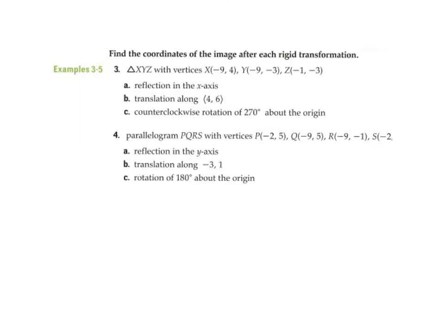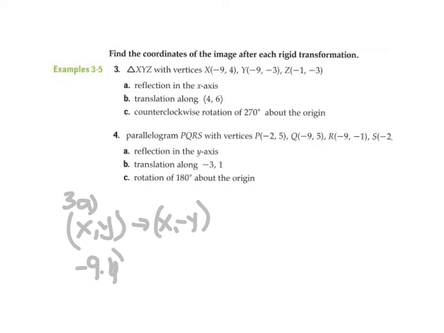All right, so let's have a look at question number 3. For question number 3, you've got to do a reflection, a translation, and a counterclockwise rotation. So let's just have a look at what would happen to the coordinates in question number 3. For 3 part A, this time we've got your x, y, but we do know that when you reflect it over the x-axis, the x stays the same, but the y becomes negative. So your negative 9, 4 will go to negative 9, negative 4, and then obviously you'd need to plot it.